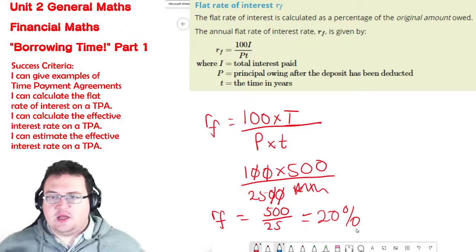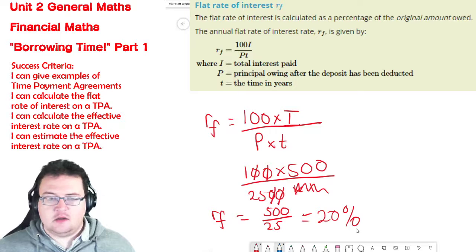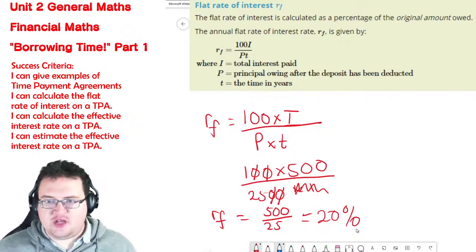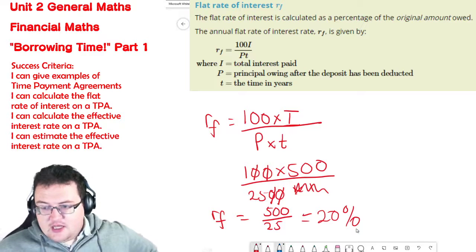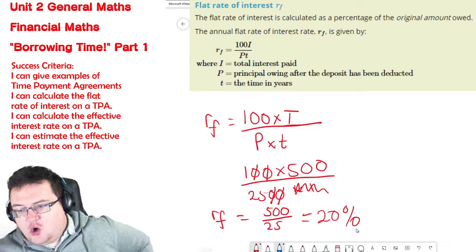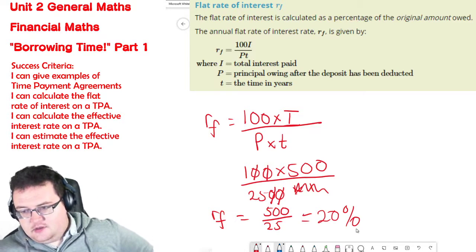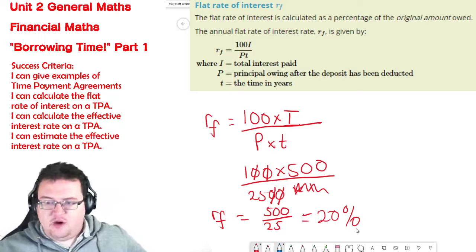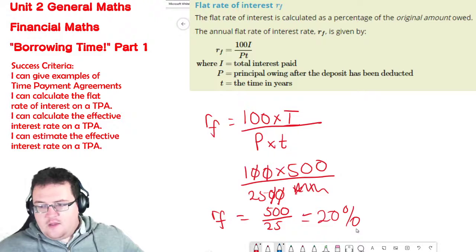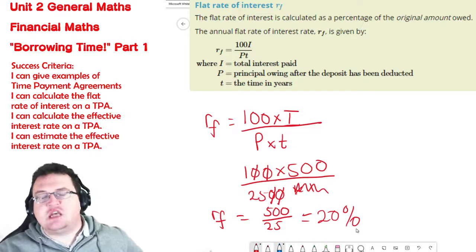All right. This is why we do these calculations, so that when we do work out the flat rate of interest, so a down payment is also called a deposit. All right. So you put $500 down, that's your deposit, that's your down payment. That's proof that you can assemble some sort of money.